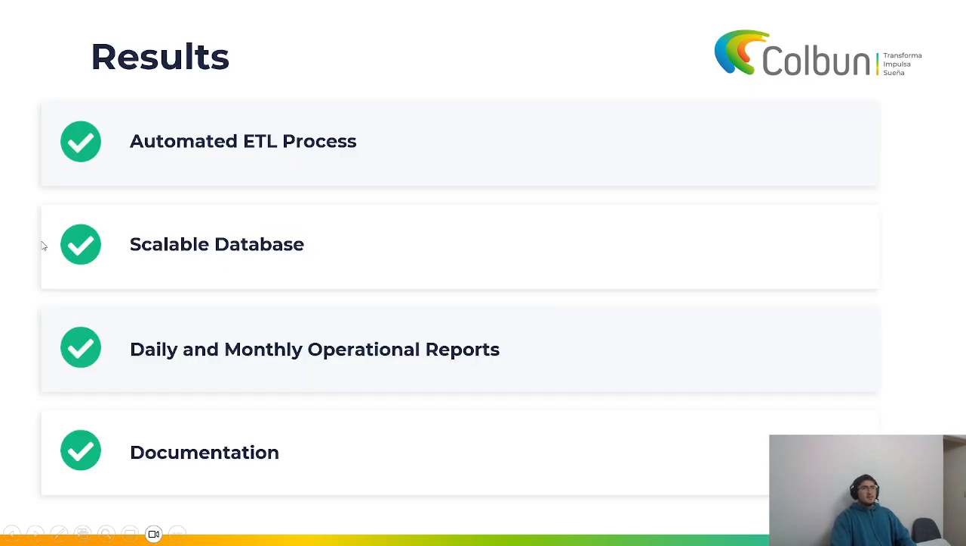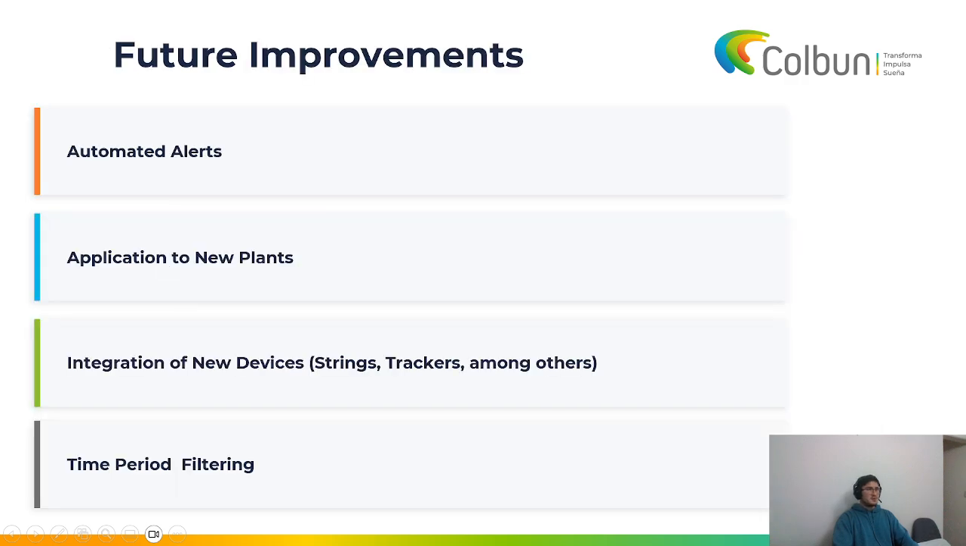Well, as a result, an automated ETL process was implemented correctly, along with a scalable database and operational dashboards. With respect to future improvements, these included automated alerts, expansion to new plants, integration of more devices, and time filtering, adding a new time variable.